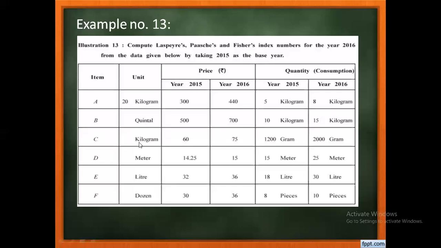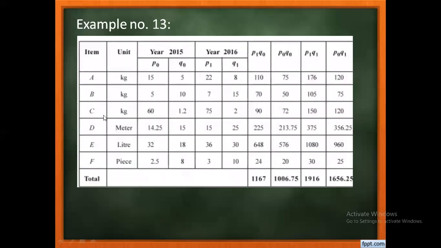Now, if we see item C, the unit is given in kg. Try to understand, beta, but the quantity is given in gram. So again, you have two options: either this kg is converted into gram, or this gram is converted into kg, right? So let's see the solution. Here we have taken 1 kg, so there is no need to change this price. So this remains the same, 60 and 75.